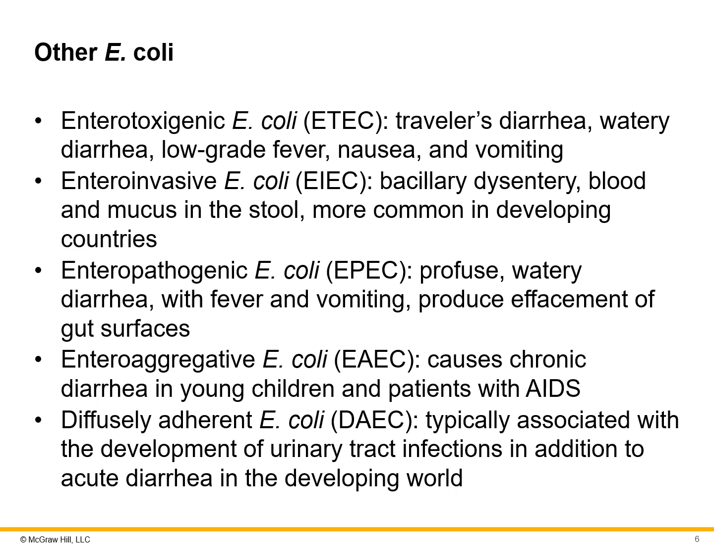Now, some other types of E. coli. So there's enterotoxigenic, enteroinvasive, enteropathogenic, enteroaggregative, and then diffusely adherent. And then they all have their own little acronyms that go with it. I don't care that you learn each one of these. You may have heard of some of these, like traveler's diarrhea, and some others.